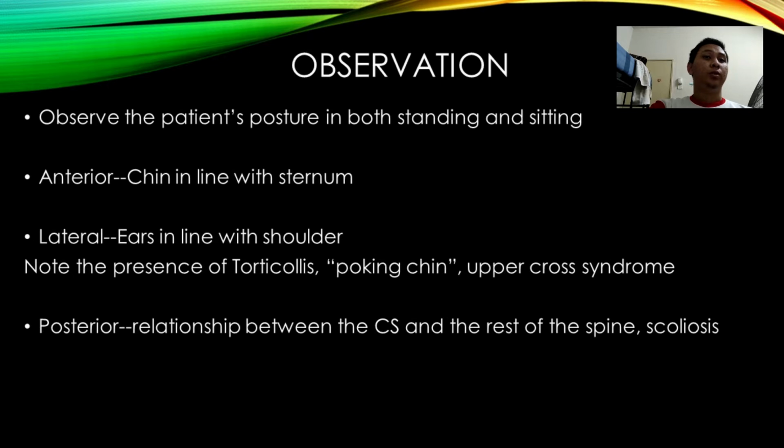The first thing to do in objective assessment is observation. The aim is to observe the patient's posture in both standing and sitting positions. From the anterior view, the chin should be in line with the sternum, and from the lateral view, the ears should be in line with the shoulder. If not, it is one indication of upper cross syndrome.